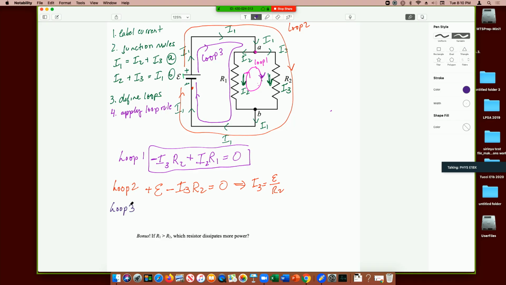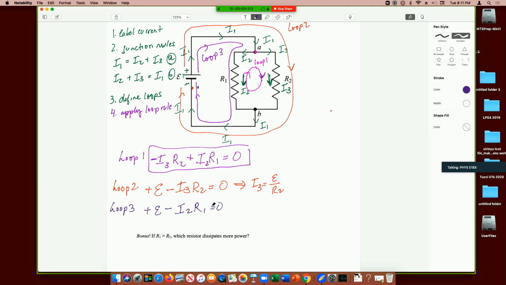So loop 3. Let me again start down here. I'm going in this direction, from negative to positive, in the loop. So that's going to be plus the voltage of the battery, right? And then I'm coming around here, I hit this component, R1. So this is going to be minus I2 times R1 equals 0.